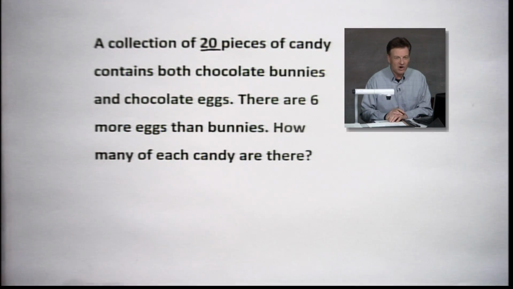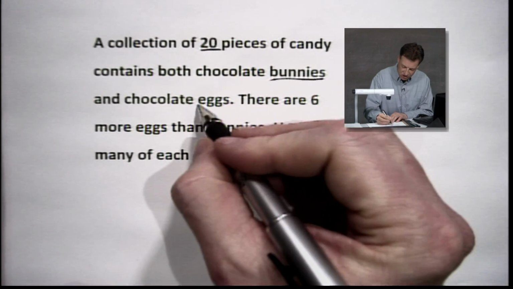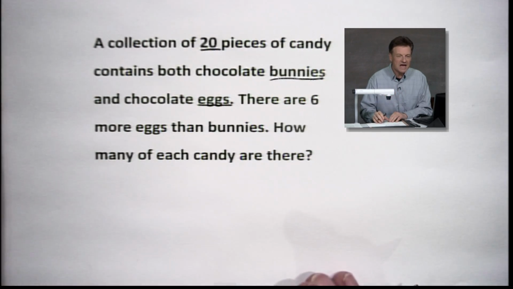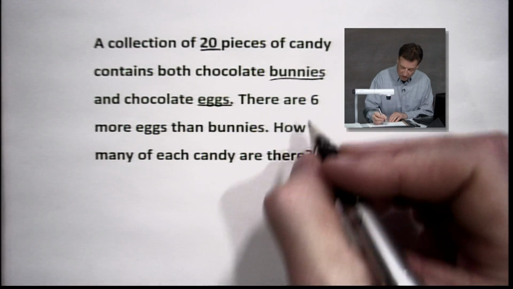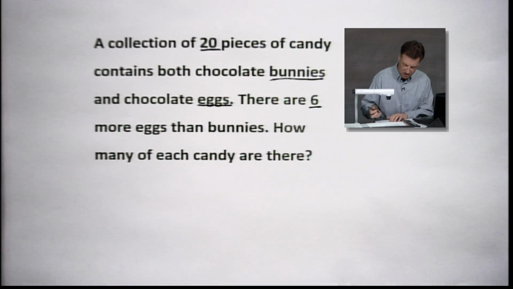What better way to go? 20 pieces of candy. Yum. All chocolate. But we do know that some are bunnies and some are eggs, chocolate coated, chocolate filled, all sorts of good things. And we do know there's a few more eggs than bunnies in there. So how many pieces of each candy are there? Let's take a look at this, all right?